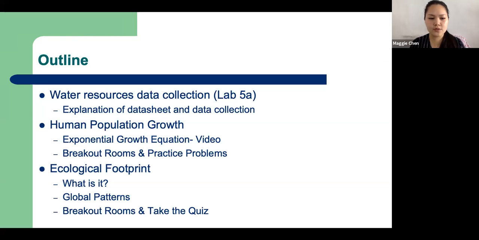Afterwards, for part B of this lab, you're going to be looking at your ecological footprint. What is it? I'll be going over the concept of it. How can we look at global patterns between the US, developing countries, developed countries? What does it look like for countries with resources, and how would that affect per person their ecological footprint for that country? Then you're going to be taking an ecological footprint yourself, and I'll be putting you in breakout rooms to discuss your findings.